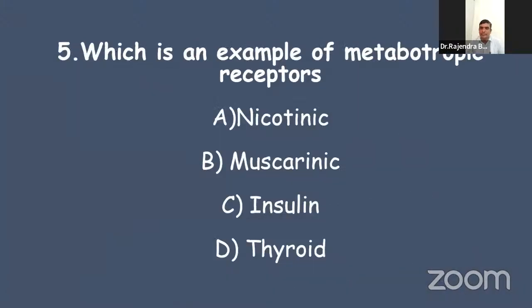So you have to go by this way, okay? Which is an example of a metabotropic receptor? Before going to the question, what is a metabotropic receptor? A metabotropic receptor is nothing but a GPCR. GPCR is nothing but a G protein coupled receptor. A G protein coupled receptor is the type 2 receptor. Type 2 receptor is the seven transmembrane heptahelical receptor. Your correct answer is the muscarinic receptor. Nicotinic comes under type 1. Insulin is type 3. And thyroid, you know very well, is type 4. Next, please.